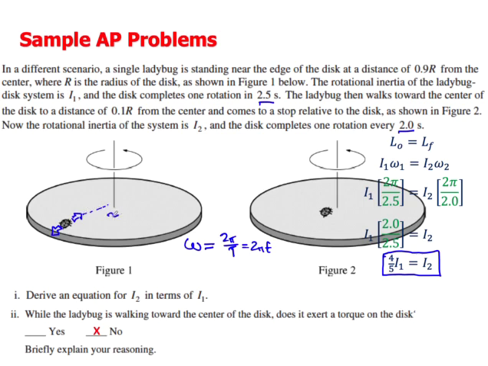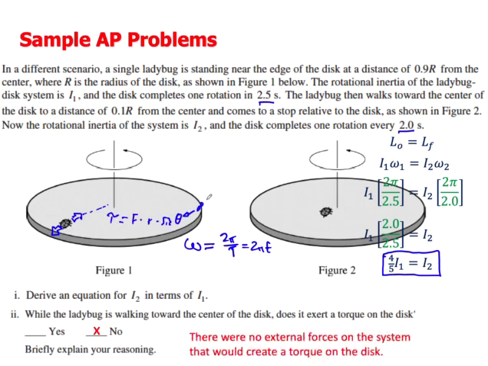The torque, which is force times r times the sine of theta, in this case, theta is 0 degrees, and so there's no torque. The other way I could explain it as well is that there's no external forces on the system that could create a torque on the disk. The only force there is the ladybug, and it doesn't generate any torque at all.